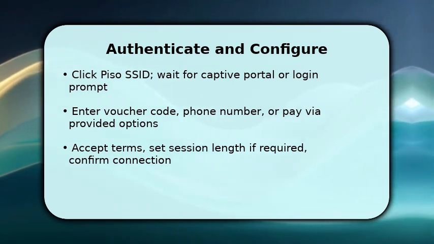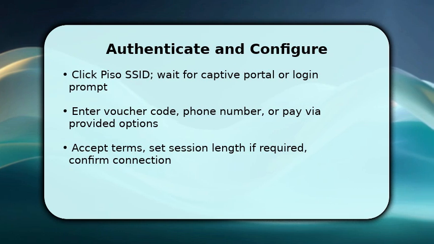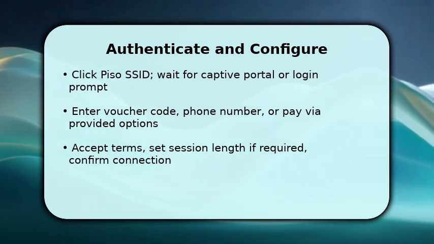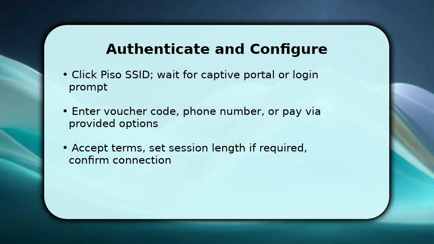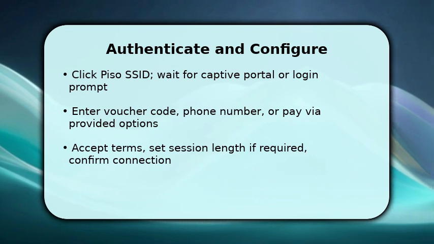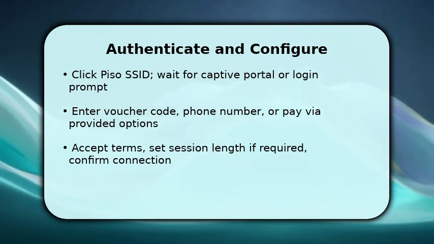You enter the voucher code, phone number, or use the pay option shown by the hotspot. This is how Piso authorizes access. Make sure to accept any terms of service and choose the session length if prompted. After submission, watch for a confirmation message.